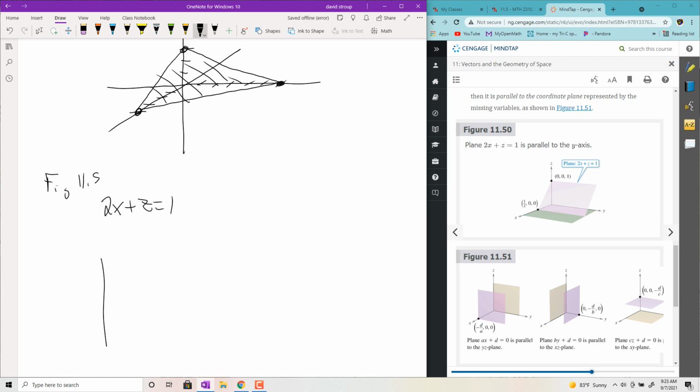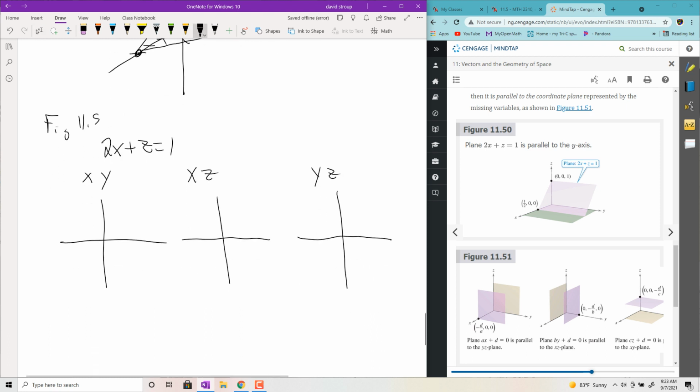So I mean, you can always go plane by plane, xy, xz, and then yz. In the xy plane, the y is 0. There is no y basically, but if you let z equal 0, you get 2x equals 1. So x will equal 1/2. So in the xy plane, you have the straight line right here at 1/2, which is what you see over here in the picture in this xy plane.